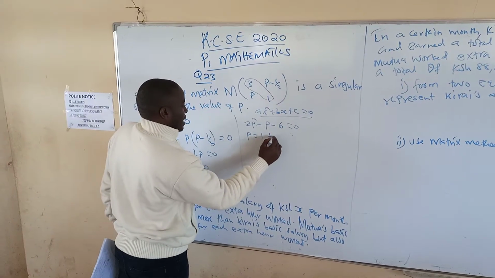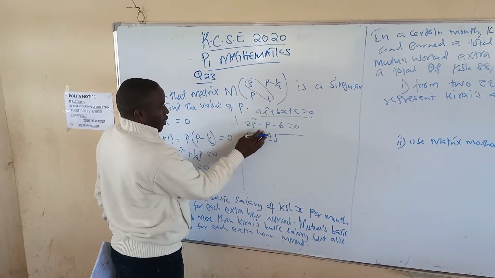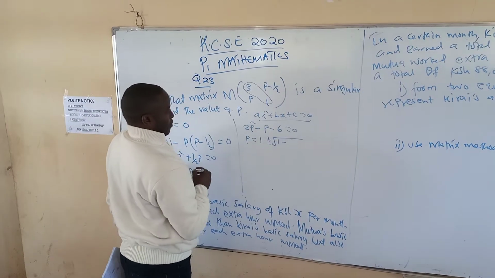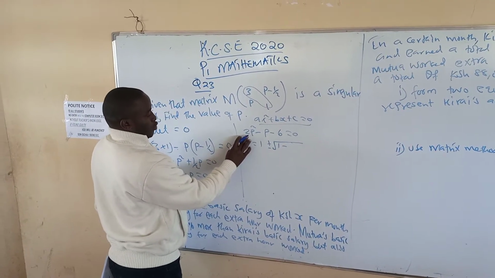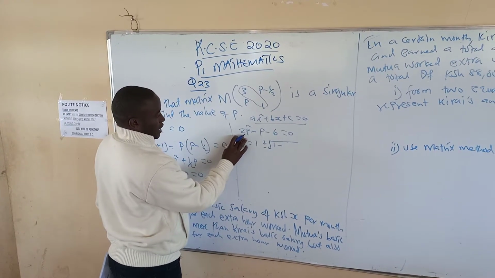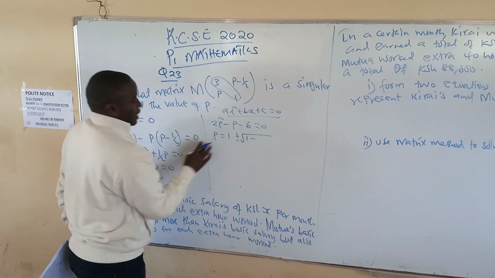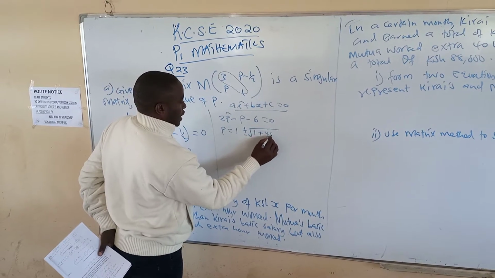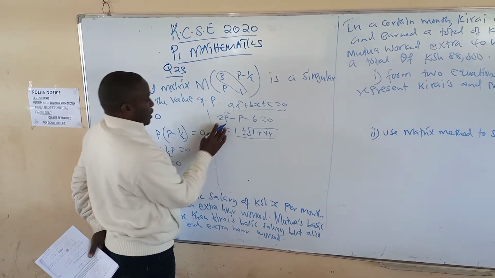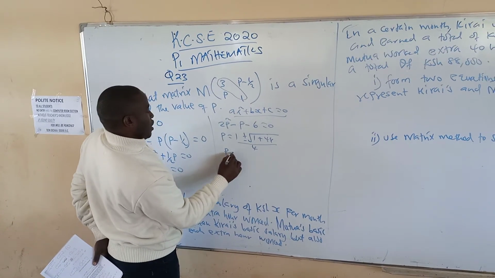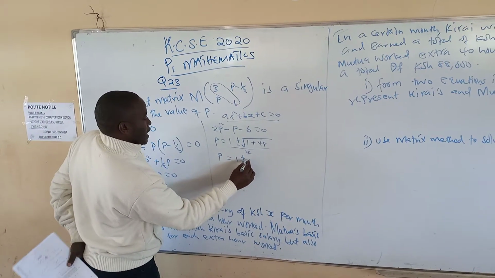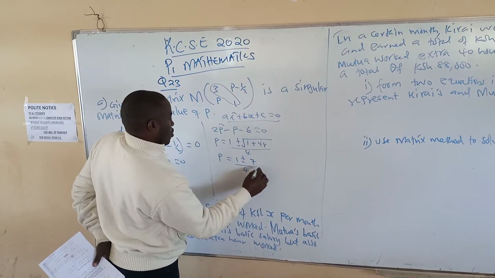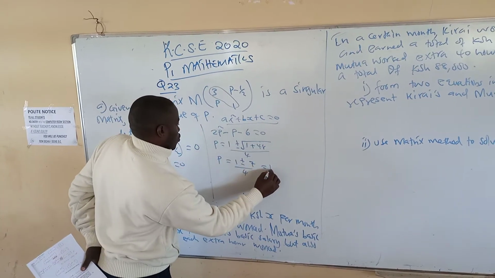Then plus or minus the square root of b squared. Our b here is 1, squared, which is 1. Then minus 4ac: 4 times 2 is 8, 8 times negative 6 becomes negative 48, and negative 48 minus 48 becomes positive 48. All over 2a, that is 2 times 2, which is 4. So our P equals 1 plus or minus the square root of 49, which is 7, all over 4.